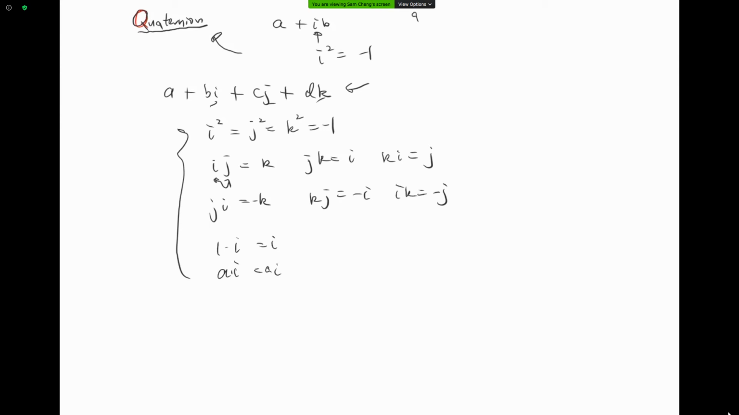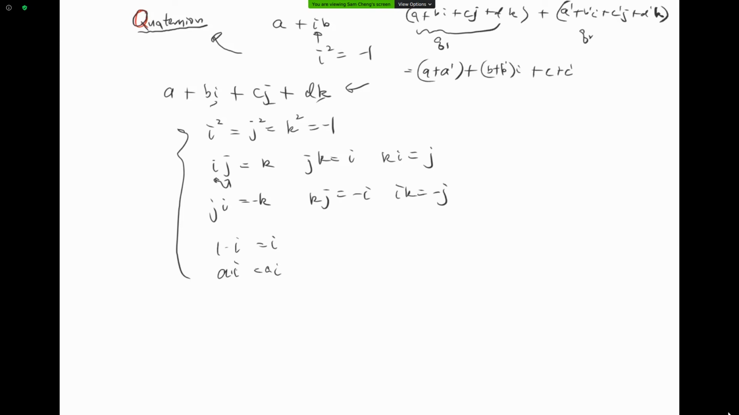If I have a plus bi plus cj plus dk, and this is one quaternion, let's call this q1, and add another quaternion q2, let's say a' plus b'i plus c'j plus d'k, then it will be just equal to a plus a' plus b plus b' i plus c plus c' j plus d plus d' k, and so on. So it is a very natural definition.